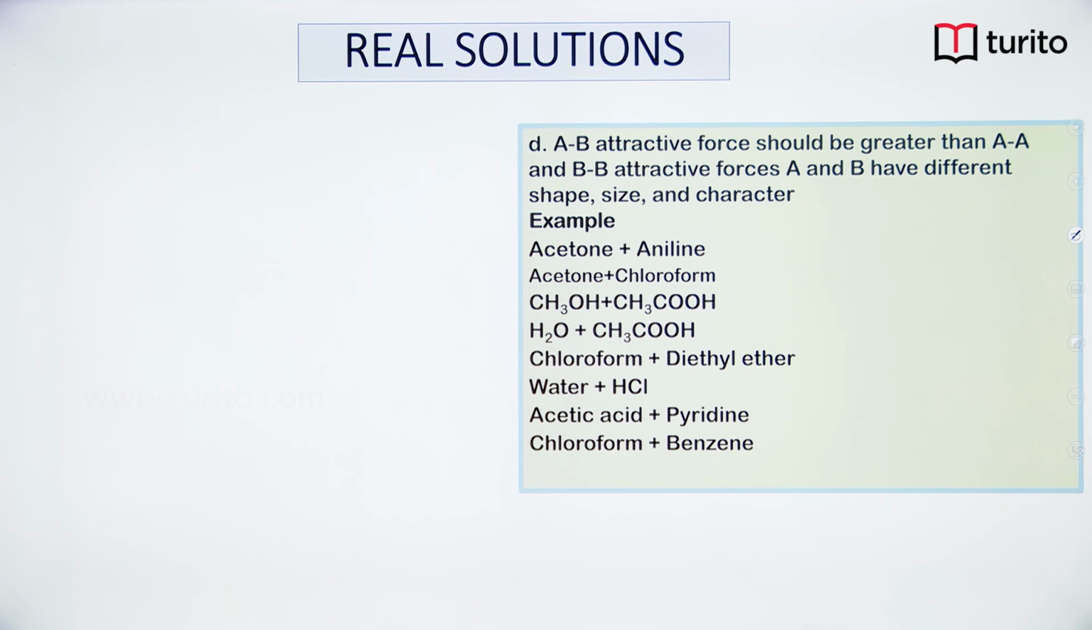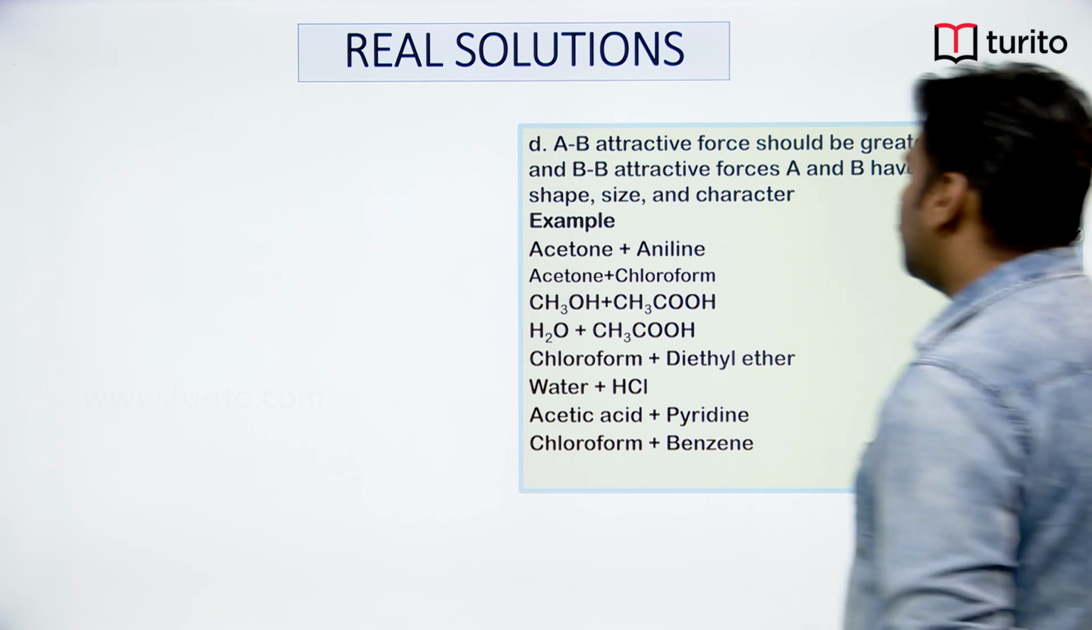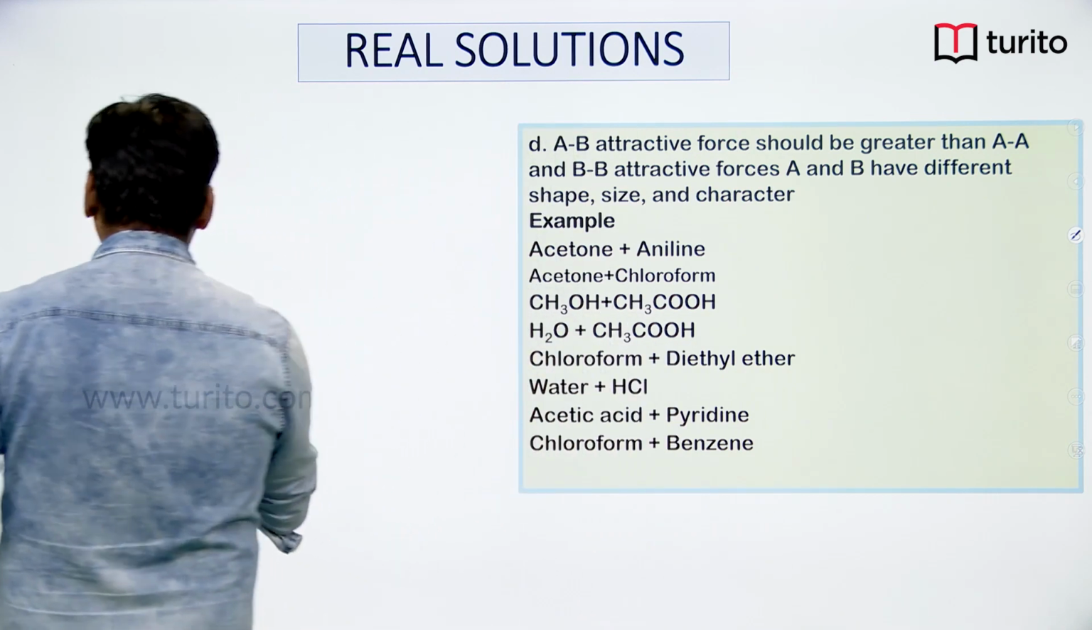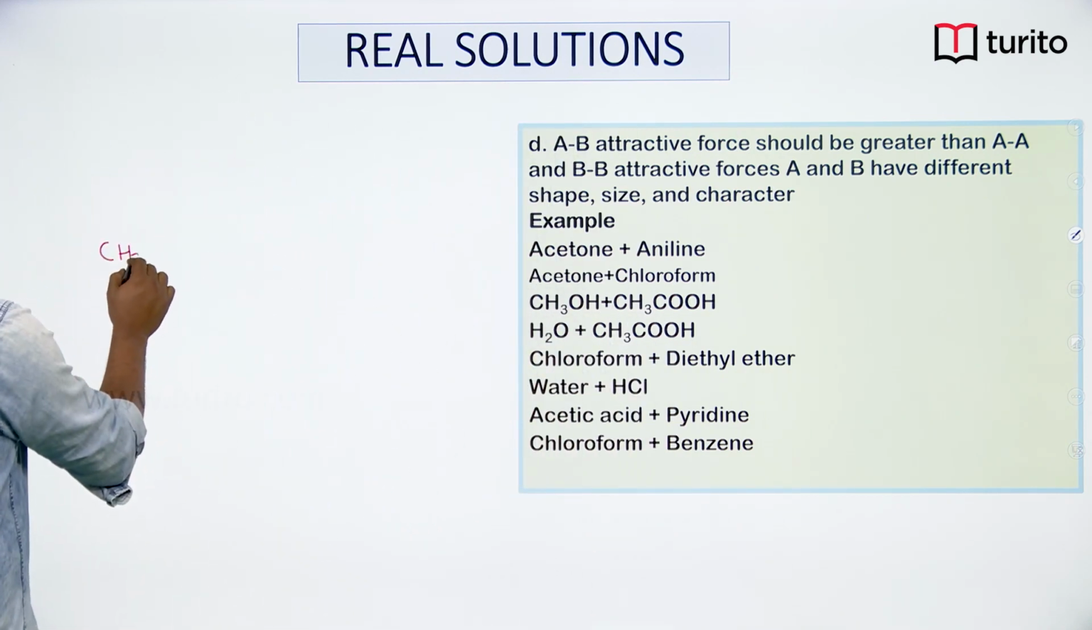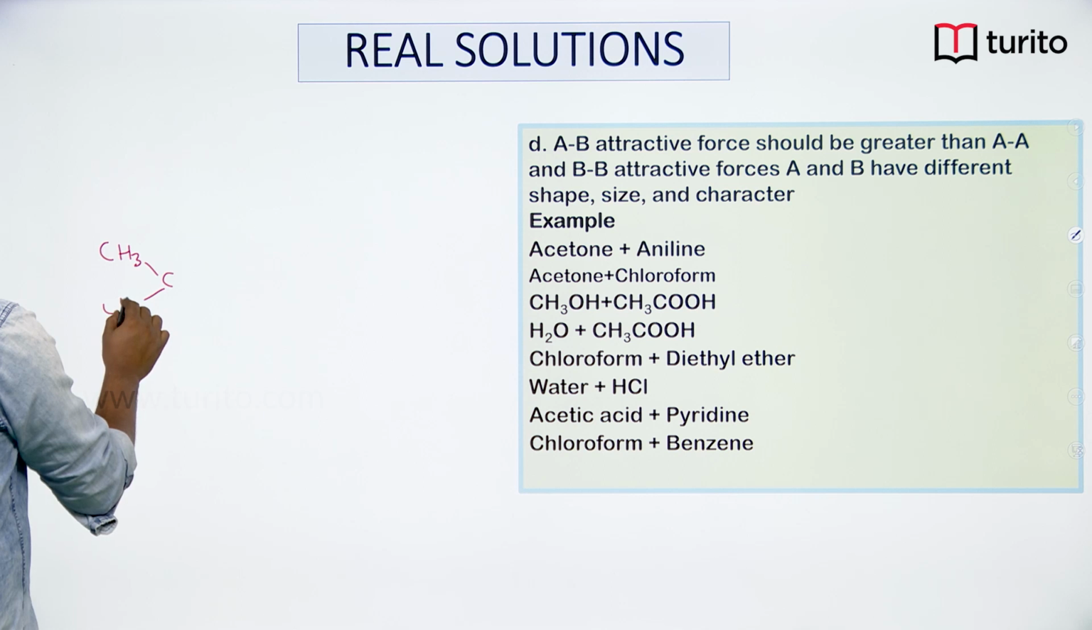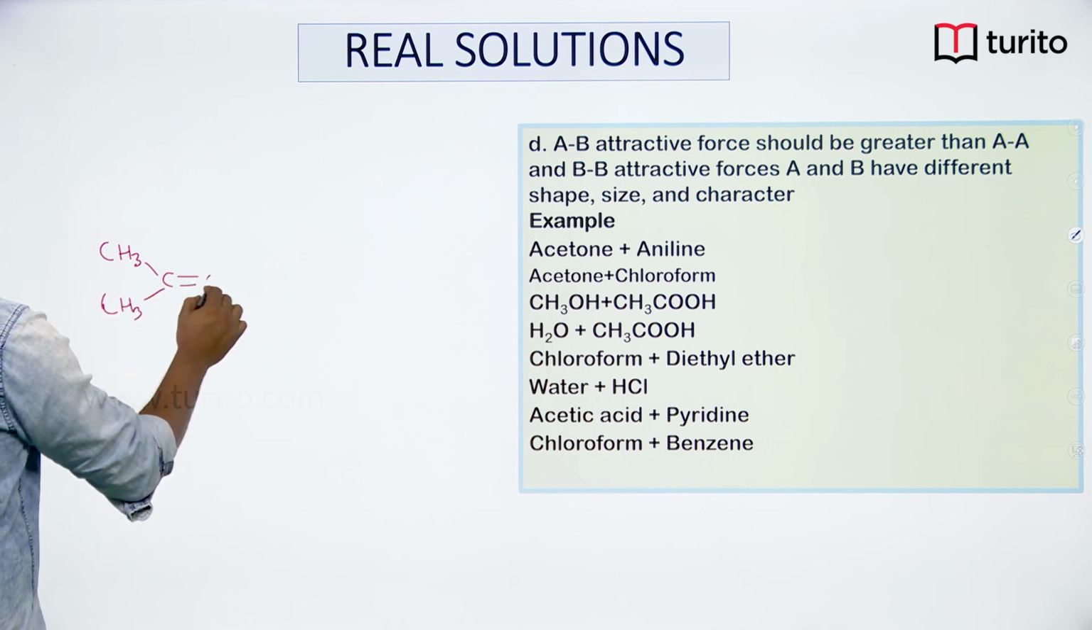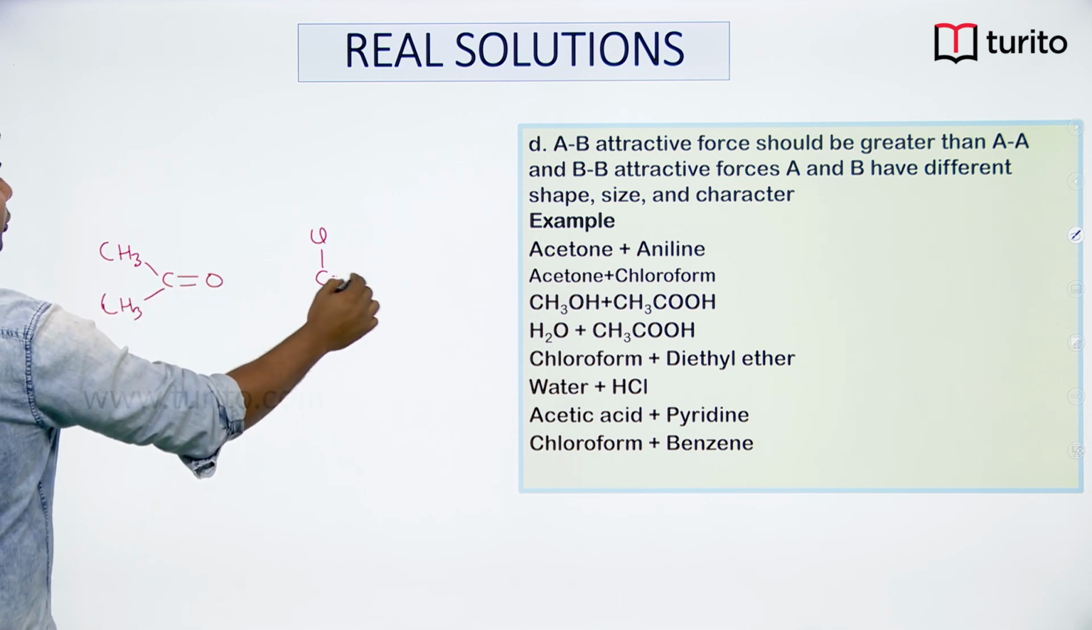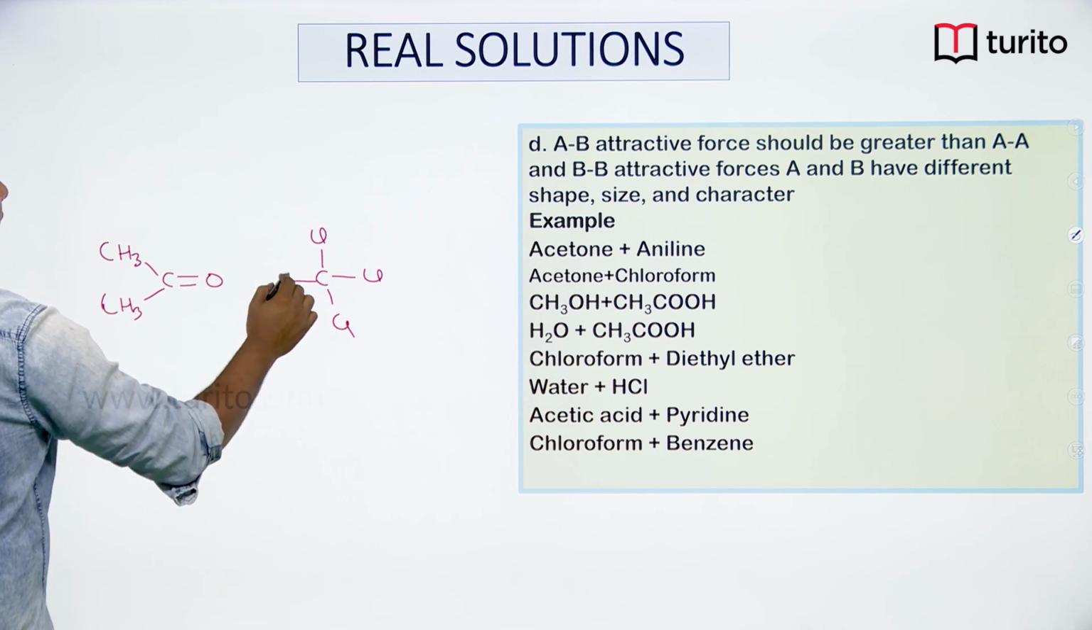So if you look at this, AB attractive forces should be greater than AA and BB attractive forces. A and B have different shape, size and character. So if you look at the example, the most common example is acetone and chloroform. Suppose we are taking acetone in one container and chloroform in the other. Now when we are mixing them together, what happens?